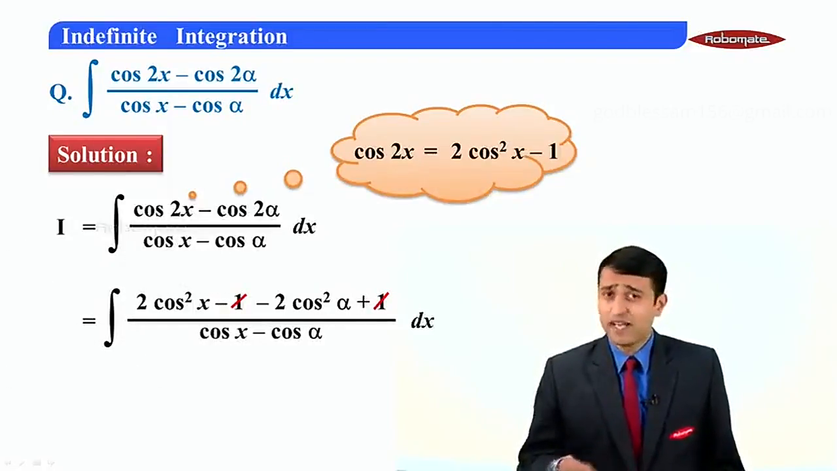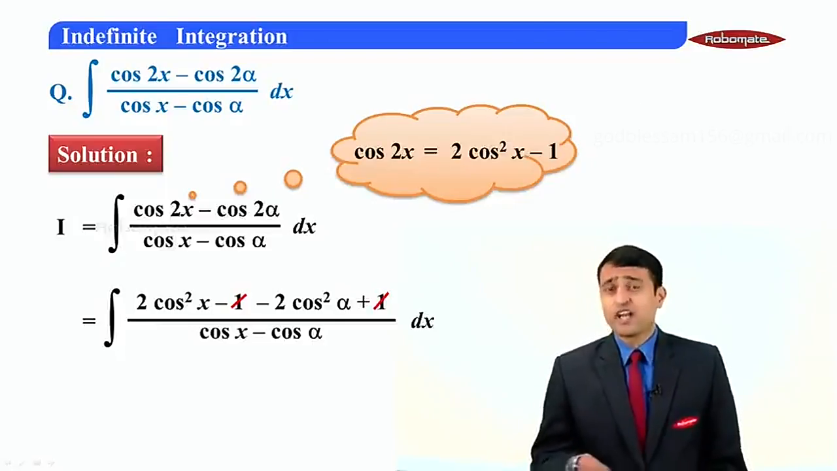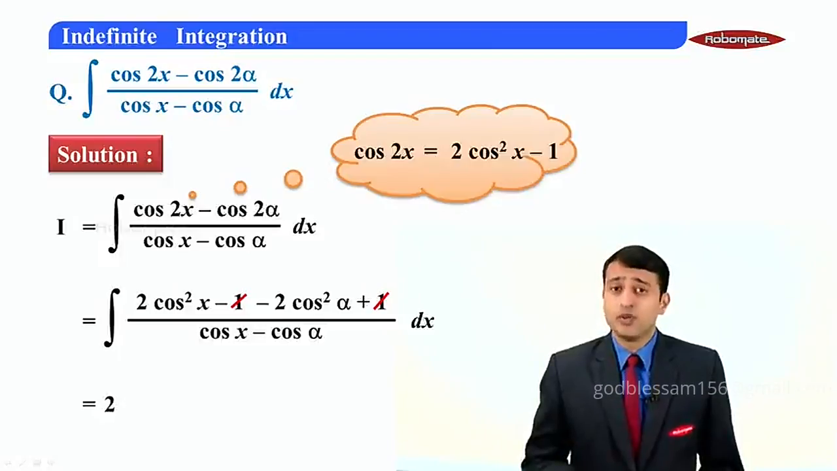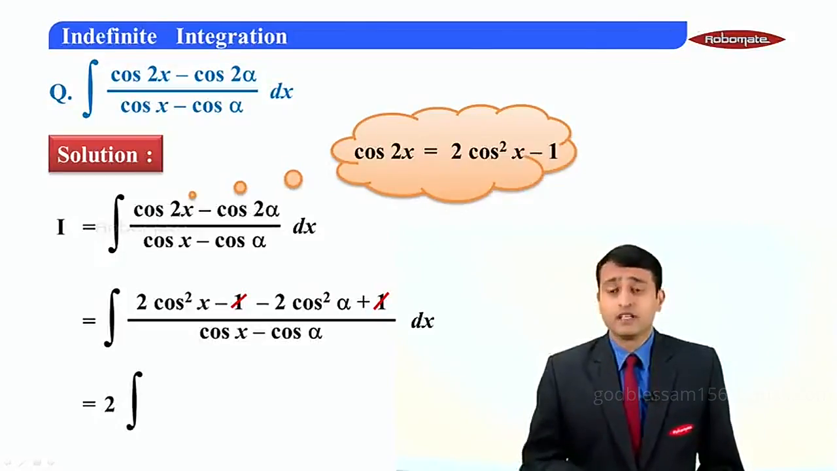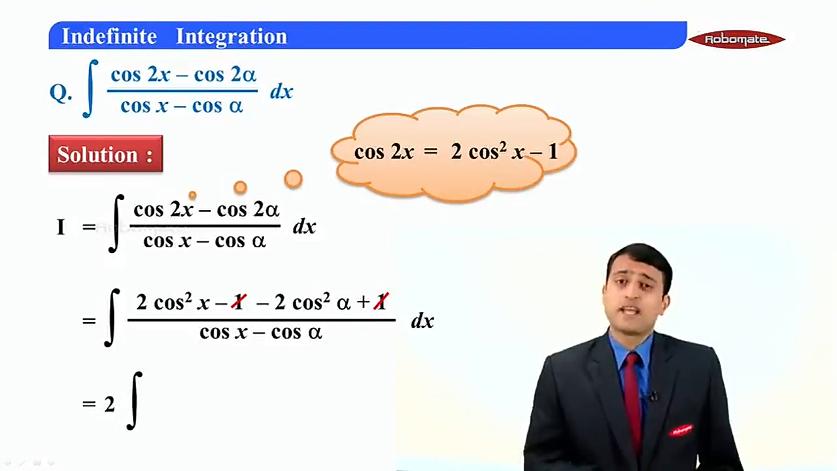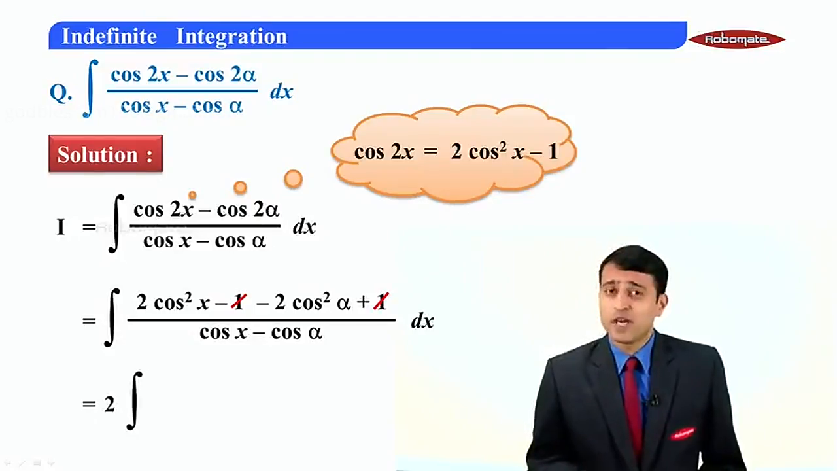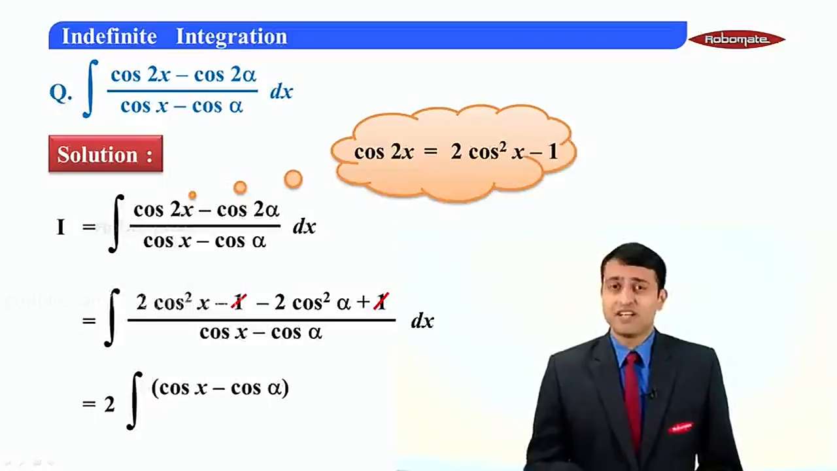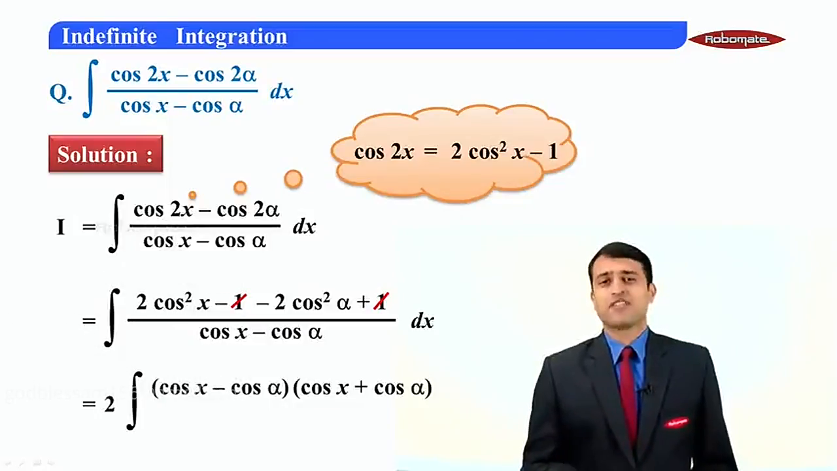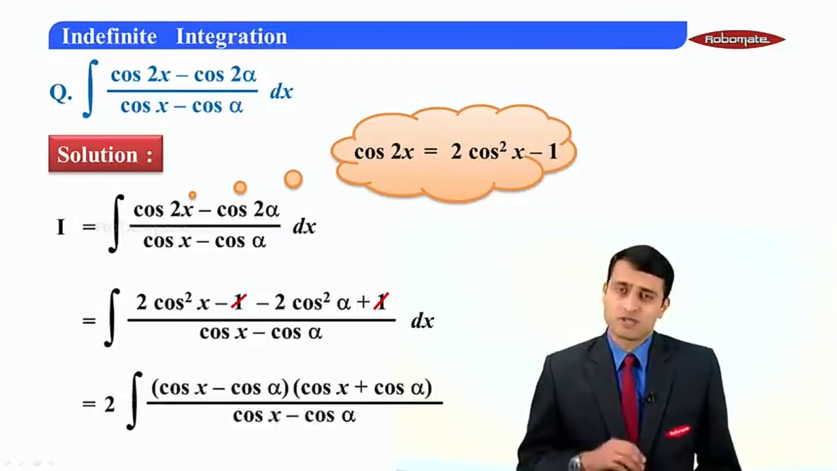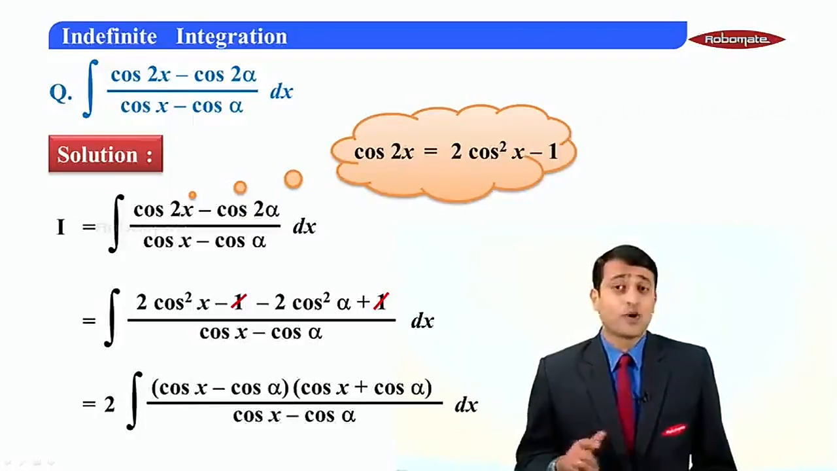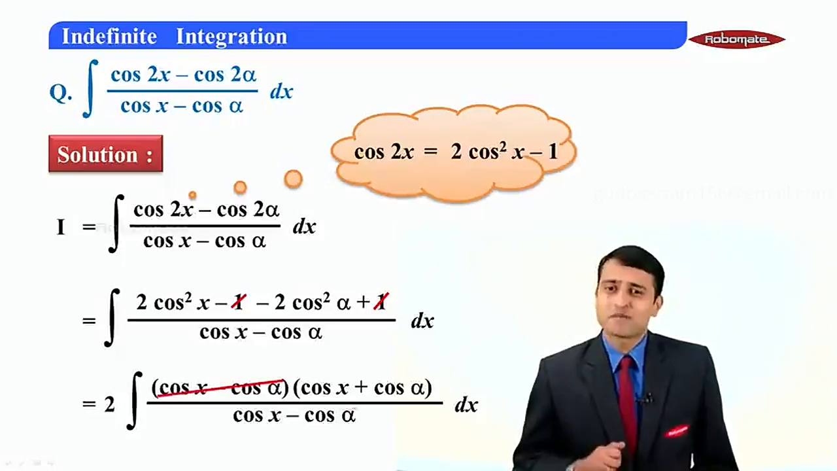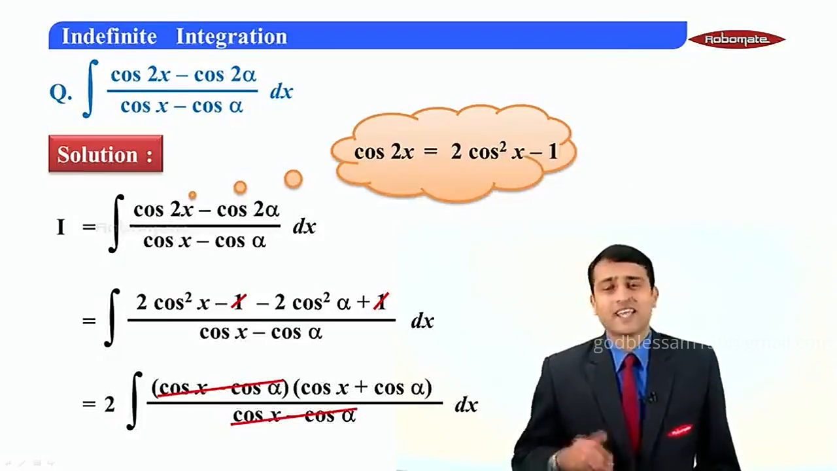Now 1 and minus 1 get cancelled. So we are left with what? We are left with 2 common to the numerator. So let me write that 2. Now I'll put an integral. Now cos square x minus cos square alpha is of the form a square minus b square. So let us write it as cos x minus cos alpha into cos x plus cos alpha, obviously upon cos x minus cos alpha dx. What do we see? There is a cos x minus cos alpha in the numerator, cos x minus cos alpha in the denominator. They cancel out.